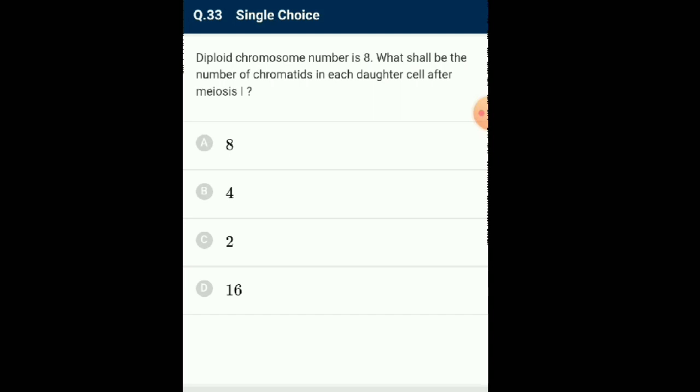Hence, if there are 8 chromosomes in the diploid mother cell, daughter cells will have only 4 chromosomes at the end of meiosis 1. Each chromosome is a dyad of 2 chromatids. It means daughter cells will have 8 chromatids. So the answer is option A, 8.